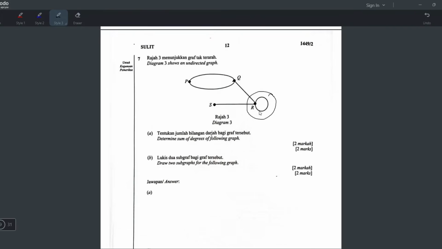Then what about this? This one is a loop. Okay. So tell me, if the graph has loops and multiple edges, what does that mean? That means it's not a simple graph. Okay, let's do A.